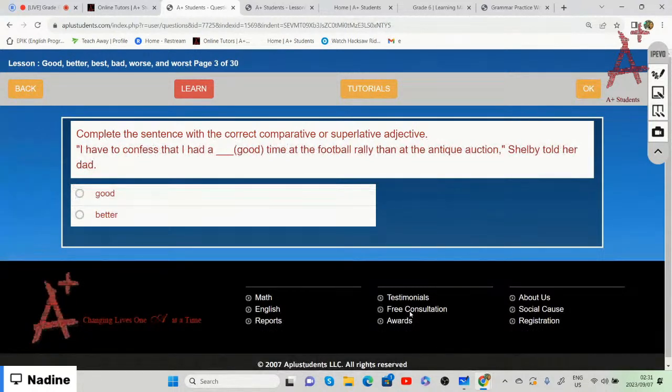I have to confess that I had a good time at the football rally than the antique auction, Shelby told her dad. So we are comparing, right? Having a good time at the football rally than the antique auction. So we can then say that I have to confess that I had a better time at the football rally than at the antique auction. So better.